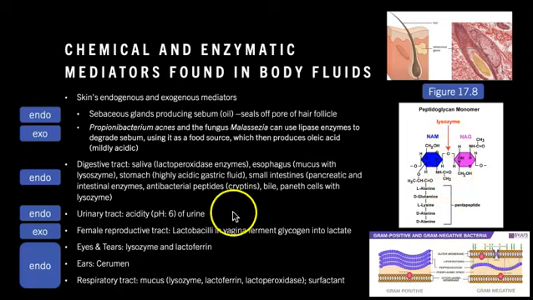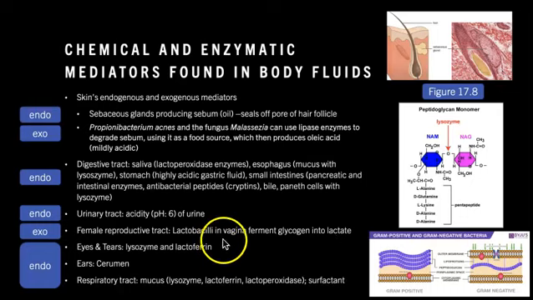Now let's move into the urinary tract. Urine being more acidic is going to help to combat pathogens. Within the female reproductive tract, we have lactobacilli that are a part of our normal microbiota in the vagina and are going to ferment glycogen and turn it into lactate. Now lactate can lower the pH, again creating that acidic environment, and that is going to inhibit our transient microbiota.